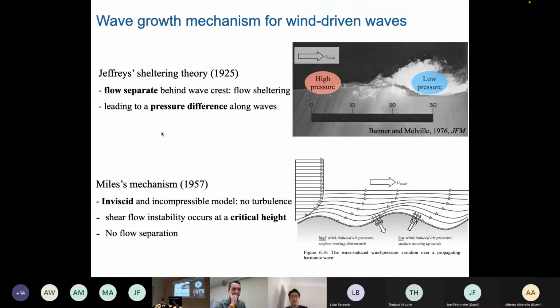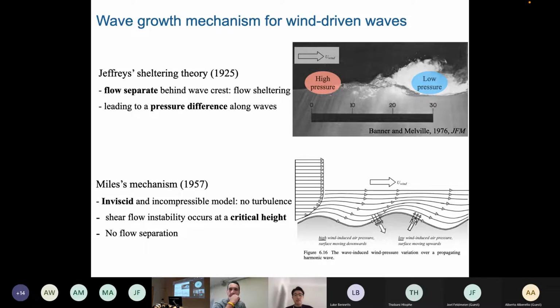Jeffreys' mechanism states that flow separation behind the wave crest causes a pressure difference between the windward and leeward side along the wave. This pressure difference leads to wave growth and the exchange of momentum from the air to the water side. Miles' mechanism is based on an inviscid flow model with shear flow instability at a critical height, where the wave traveling speed is the same as the wind above it. The main difference is that Miles' theory doesn't consider the effect of turbulence above the waves, and hence there's no flow separation. This wave growth mechanism has been an active area of research, and we believe that both theories play some roles in the wave growth at different stages of the wave development.